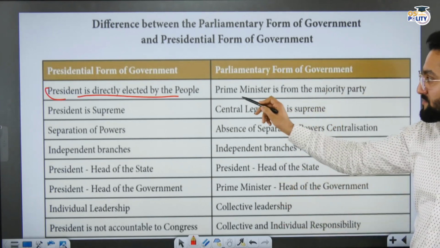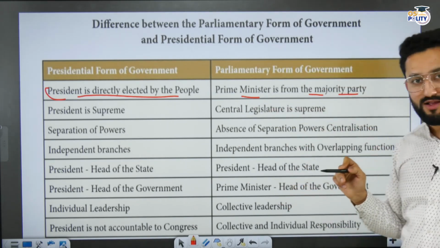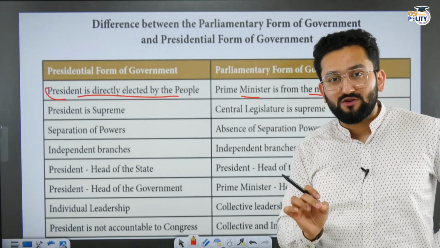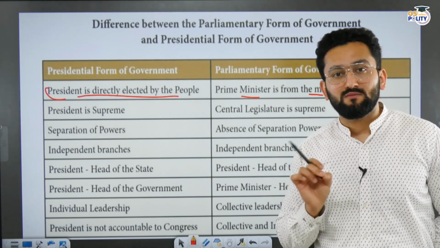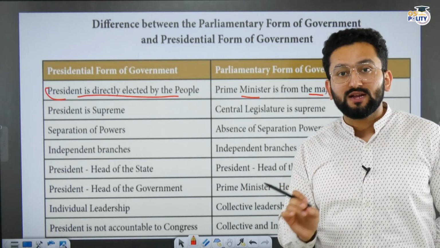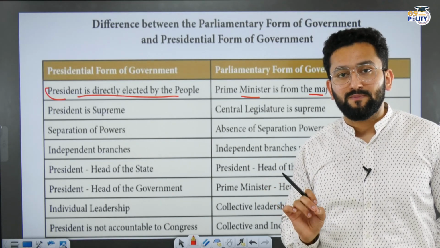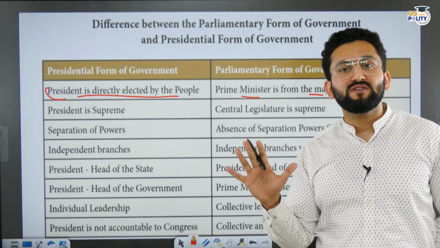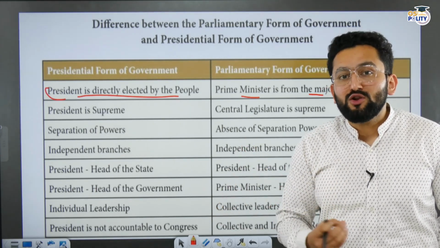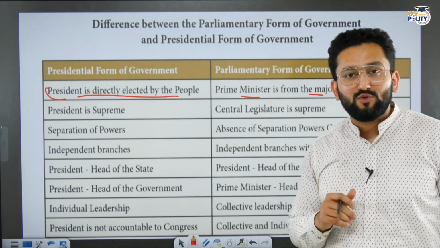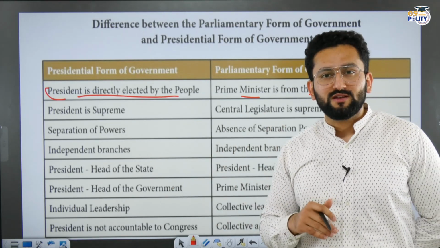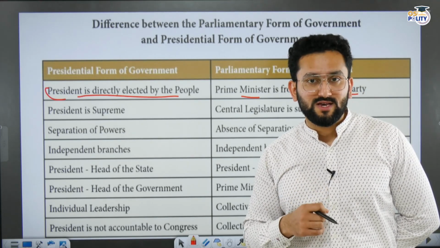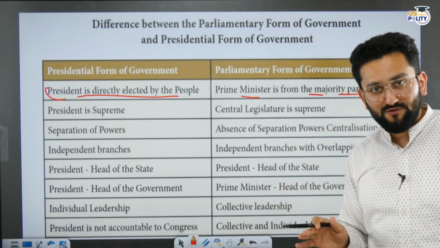In case of parliamentary form of government, the Prime Minister is from the majority party. Please remember, there is no election for the position of Prime Minister in India. That is why, if UPSC makes a statement that the Prime Minister in India is elected for a 5-year term, you need not sway in your emotions. We have seen Modi ji there for 5 years, but no, because we are talking about provision and process. There is no provision of election for the post of Prime Minister.